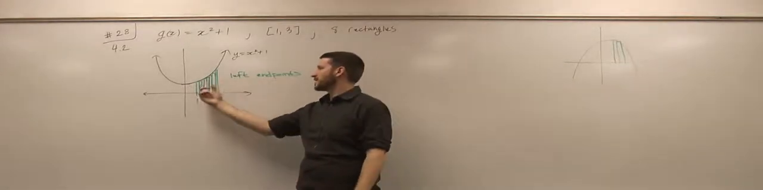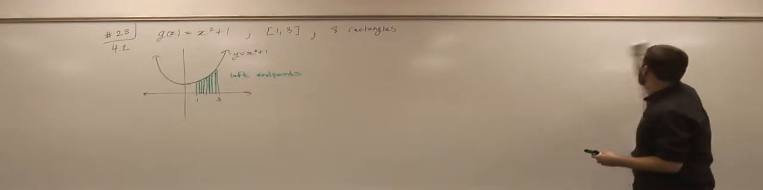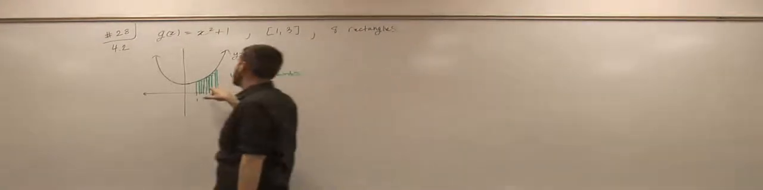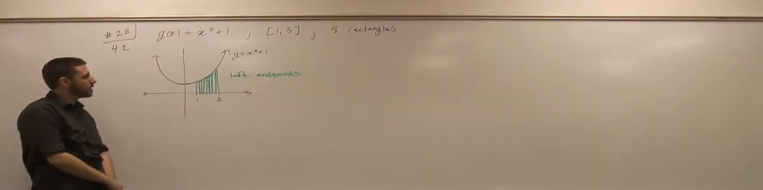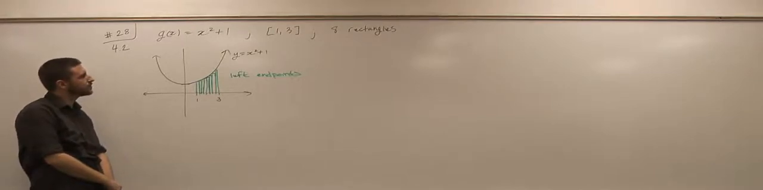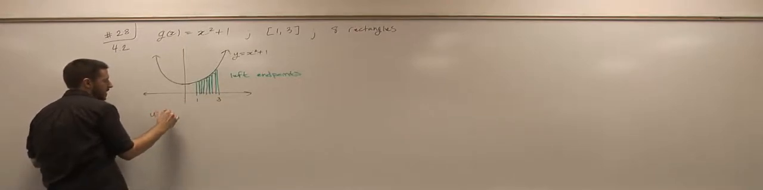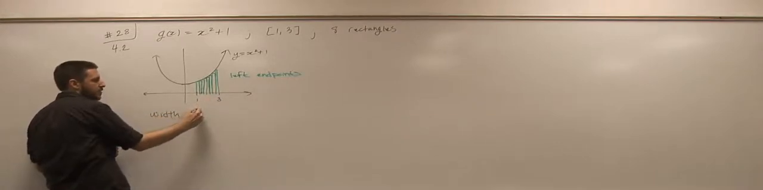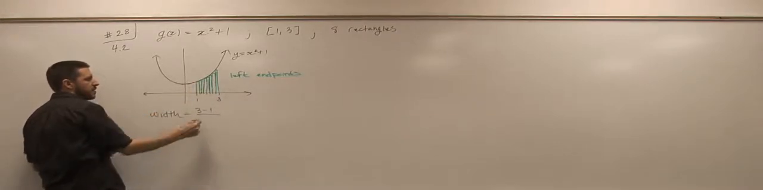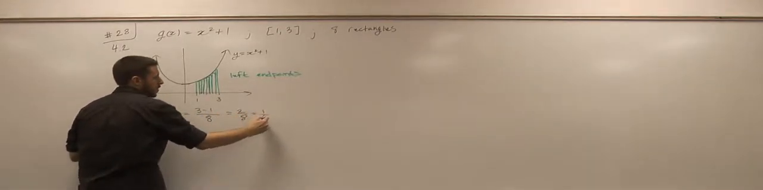It's just another way to designate which rectangles to use. But what do I need to do? To find the area of these 8 rectangles, what kind of calculations do I need to make? You need the width of each rectangle, right? So how do you calculate the width of these rectangles? The width is always the same formula. You take the total length of the interval, 3 minus 1, and you divide it by the number of rectangles, which is 8. So 2 over 8, or 1/4.